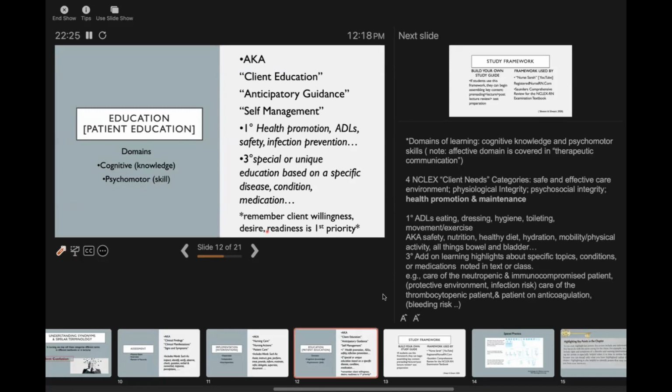In NCLEX, there are 4 client needs categories. They always tend to call it client. So their client need categories are safe and effective care environment, which is the care we're rendering, physiological integrity, the person's health, psychosocial integrity, and the last one is health promotion and maintenance. So education is a big category on NCLEX. Don't forget about learning those kinds of pieces.